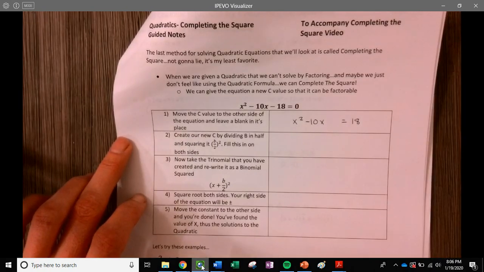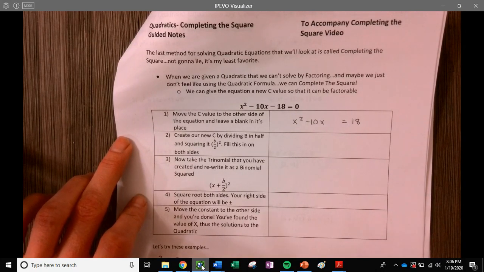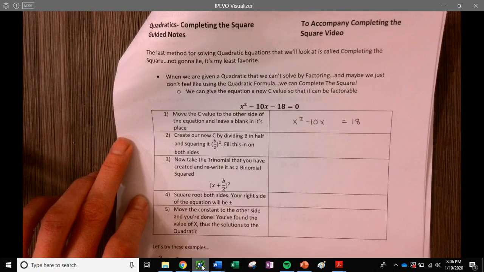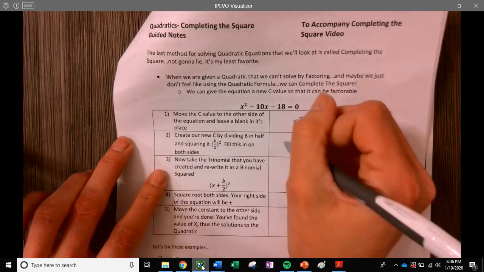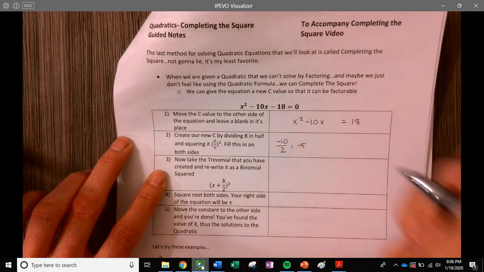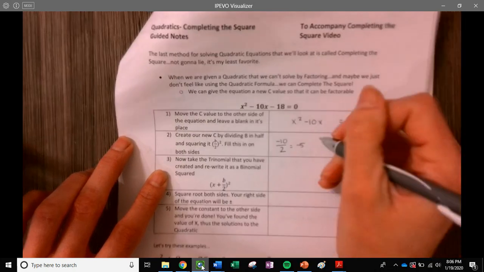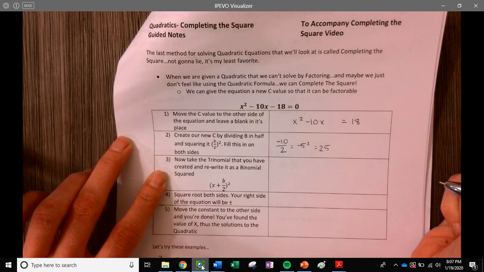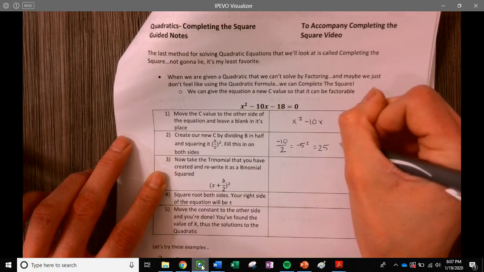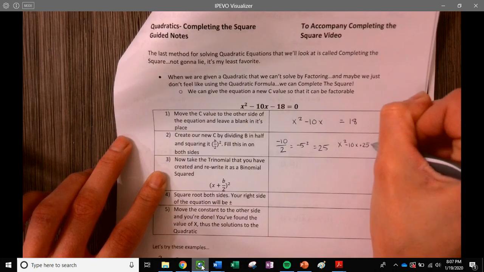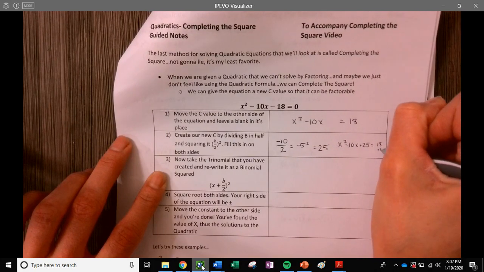So what am I going to put there? I am going to create our new c value by dividing b in half and squaring it. So if b is negative 10, what's half of negative 10? What's negative 10 divided by 2? It's negative 5, right? And then I need to square that. So what's negative 5 squared? It's 25. So I am going to fill that in on both sides. I'll have x squared minus 10x plus 25 equals 18, squeeze it in, plus 25.